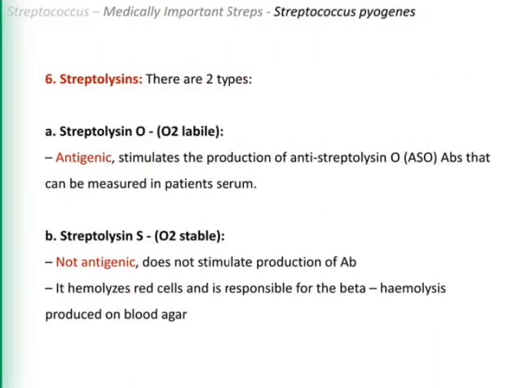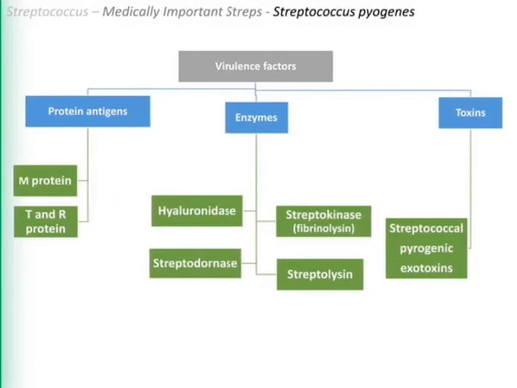Streptolysin: there are two types, streptolysin O and streptolysin S. Streptolysin O is oxygen labile and antigenic. This stimulates the production of anti-streptolysin O, antibodies that can be measured in patient serum. Streptolysin S is oxygen stable, non-antigenic, and does not stimulate the production of antibodies. It hemolyzes the red cells and is responsible for the beta hemolysis produced on the blood agar.